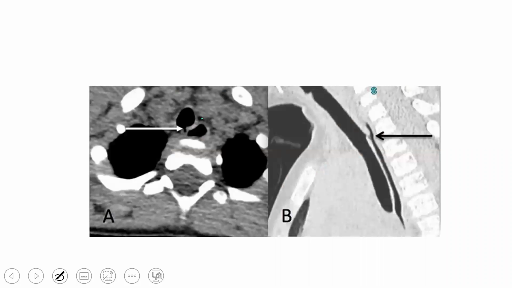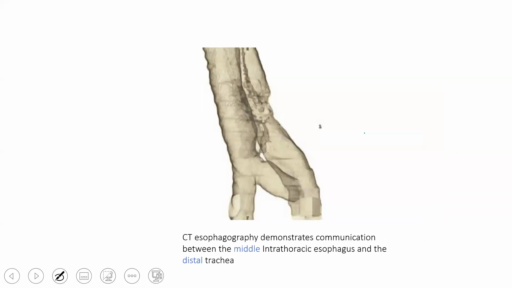CT scan, you can see here. Or you can do the 3-dimension CT scan, and you can see there are two communications. There's here, and there is also communication. Okay, between the middle intrathoracic esophagus and the distal trachea. In fact, it looks like this one is just right at the left main bronchus. Maybe only this one is a communication.